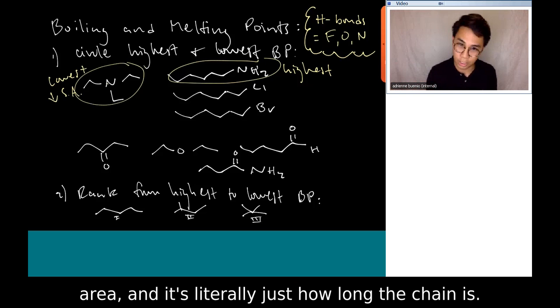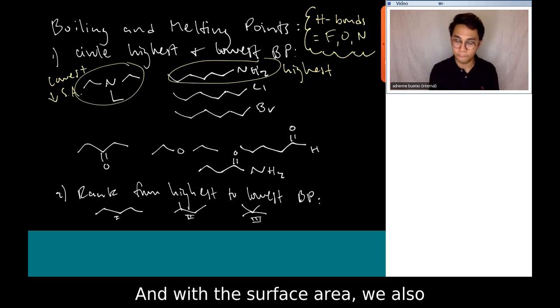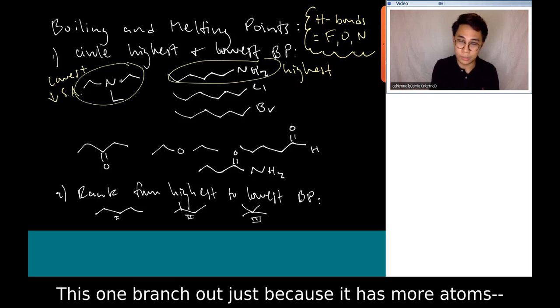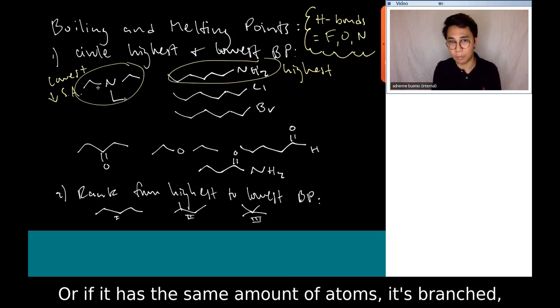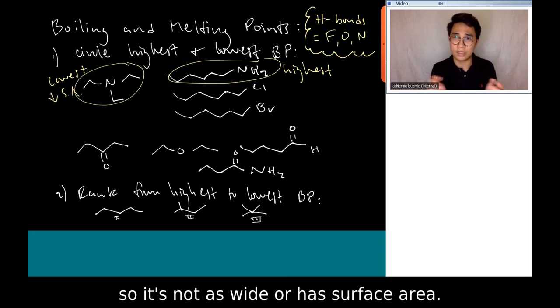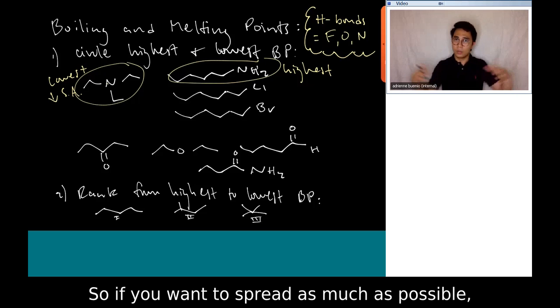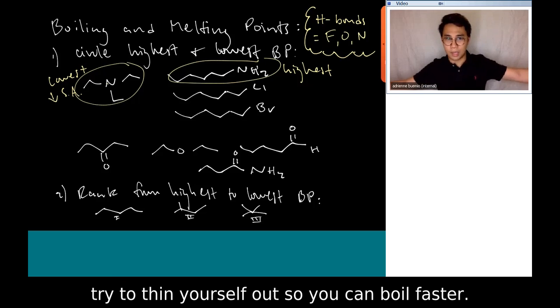And it's literally just how long the chain is, right? And with the surface area, we also want to look for branches, like this one. This one branched out, right? So just because it has more atoms, one, two, three, four, five, six, seven, or if it has the same amount of atoms, it's branched, so it's not as wide or as much surface area, right? So you want to spread as much as possible to thin yourself out so you can boil faster.